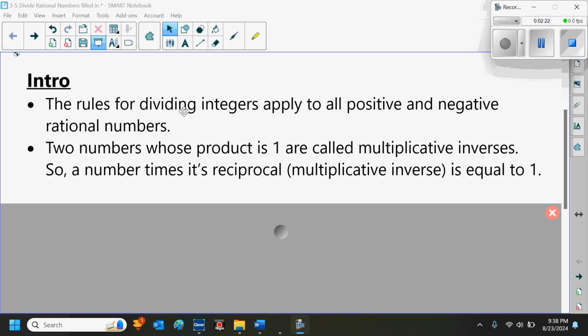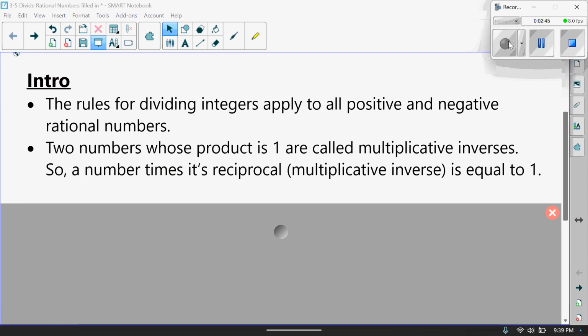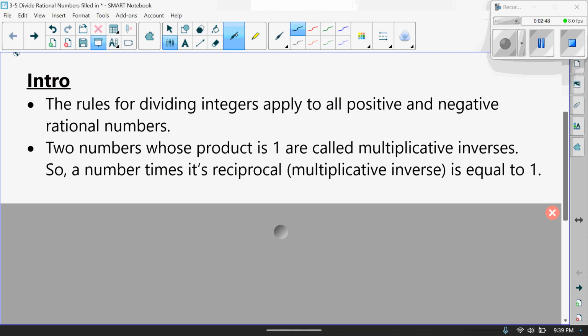The rules for dividing integers apply to all positive and negative rational numbers. So same sign, positive; different signs, negative. That's for multiplication and for division. Two numbers whose product is 1 are called multiplicative inverses. Another name for the multiplicative inverse is the reciprocal. You remember, the reciprocal is the flipped version of the fraction.